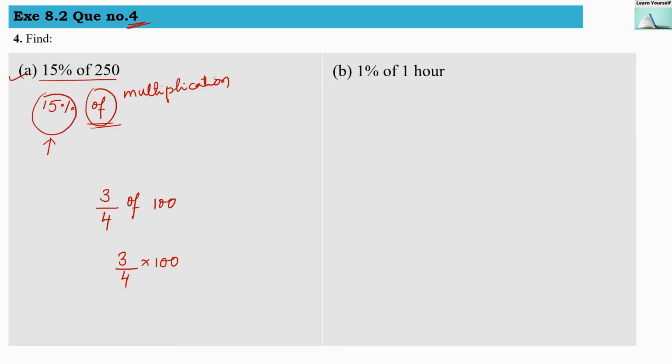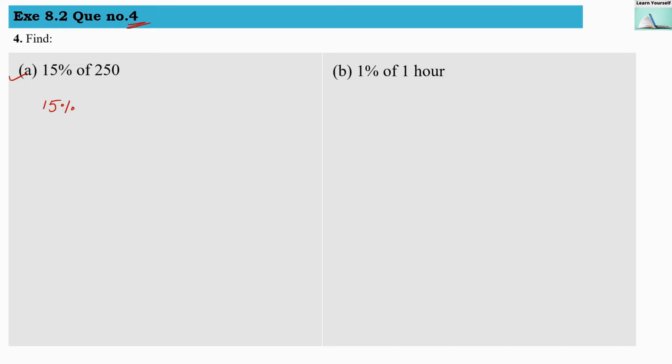So first we are writing this percentage, then we are multiplying with this 250, and then this percentage we are converting into fraction form. So let us see how we can solve this. First thing what we have discussed is off means multiplication. So whatever terminology will be there after off, that we are going to multiply with this 15%. So stepwise let us understand this. 15% of 250. So let us convert this off into multiplication first. So 15% is in multiplication with 250. Now let us convert this percentage to fraction.